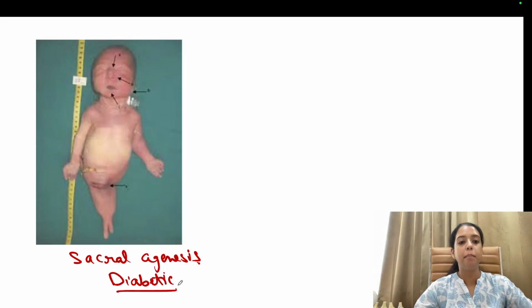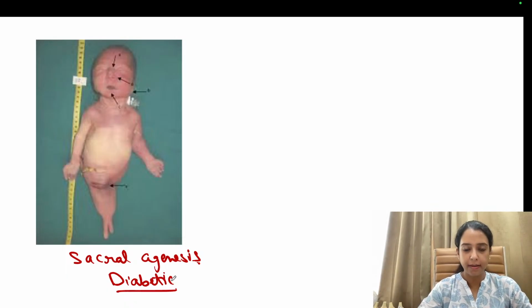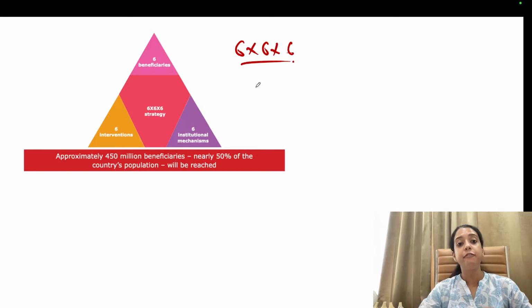When the sacral and the lumbar vertebrae do not form, it results in sacral agenesis. Okay? What is this? What does this graph indicate? It indicates the 6x6x6 program for preventing which pathology? This program has been launched to prevent which pathology? Anemia. Okay, it has been presented to prevent anemia in pregnancy.